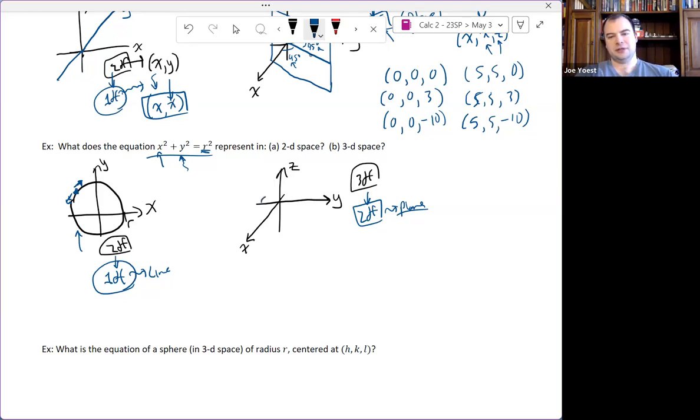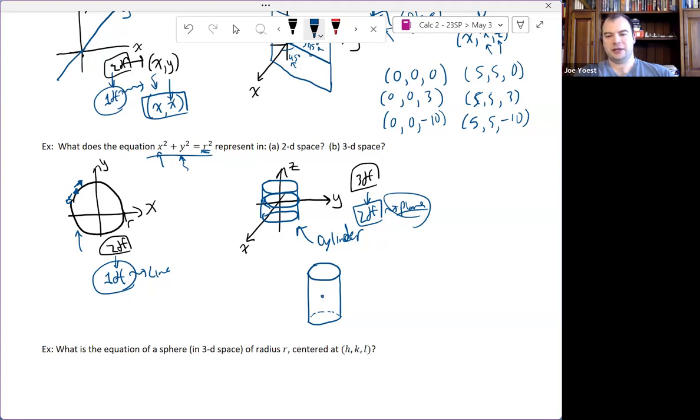If I choose z equals 0, I get a circle in the xy plane. But I could have chosen z equals 1 and gotten a circle in this plane that's 1 unit above the xy plane, or z equals -1. So I actually see that I get a cylinder. Right? And a cylinder is, roughly speaking, a plane, right?